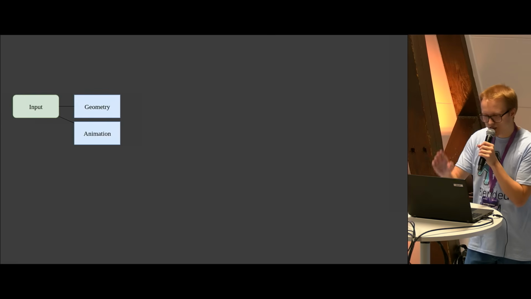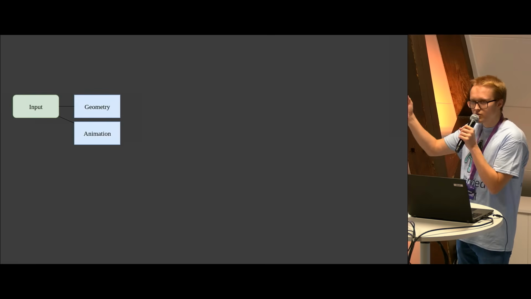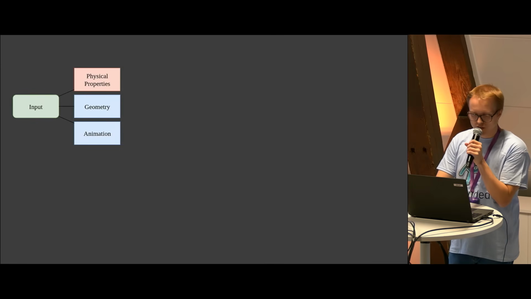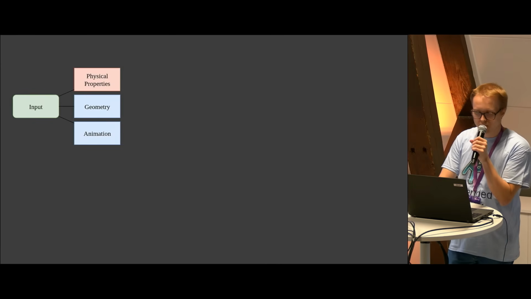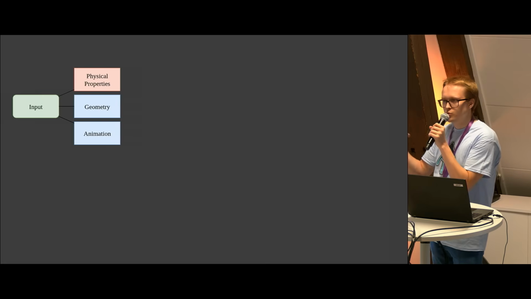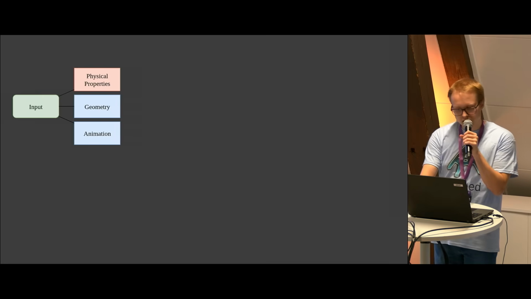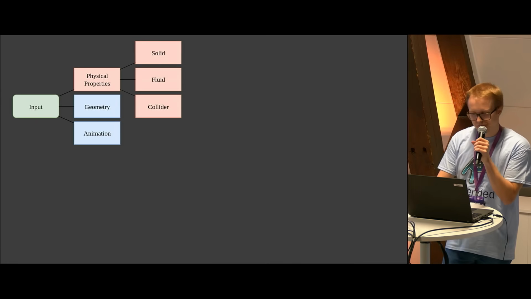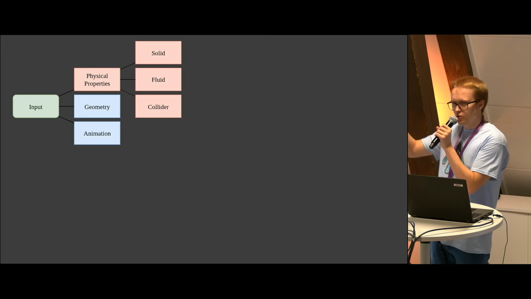So we start with normal geometry and animations in Blender. And then in addition, you get to define some physical properties. For example, stiffness, or how volume conserving it should be. And then you can change between a solid, a fluid, and a collider. Sands are actually also solids.